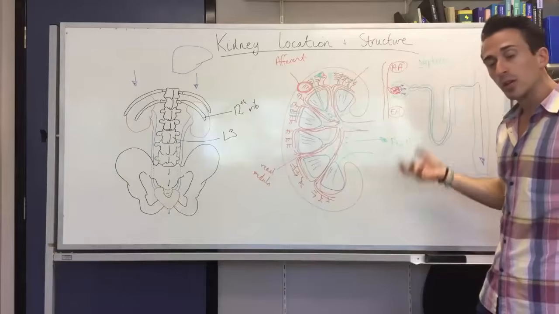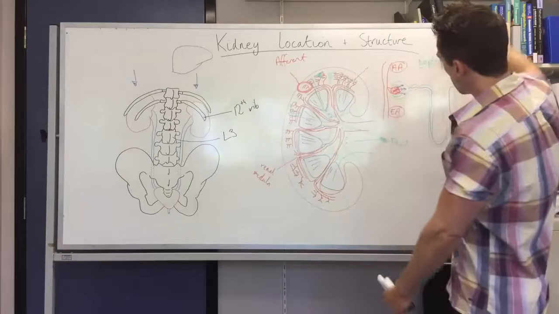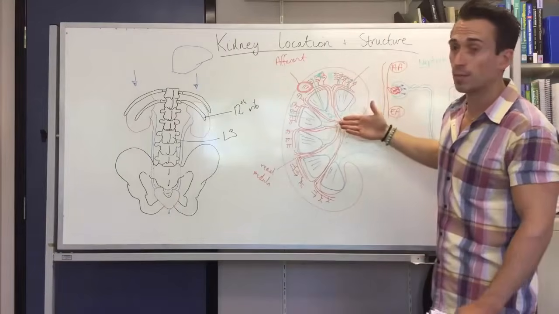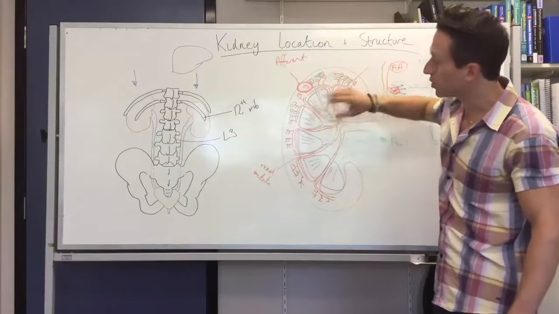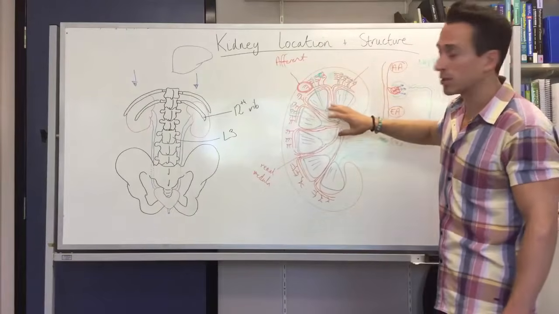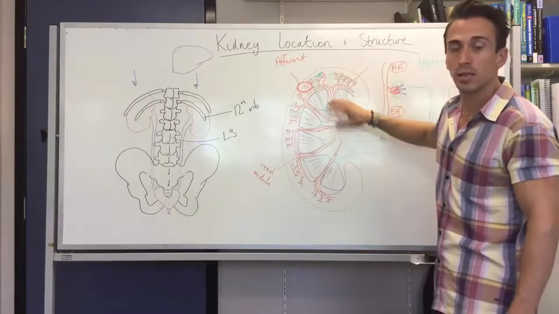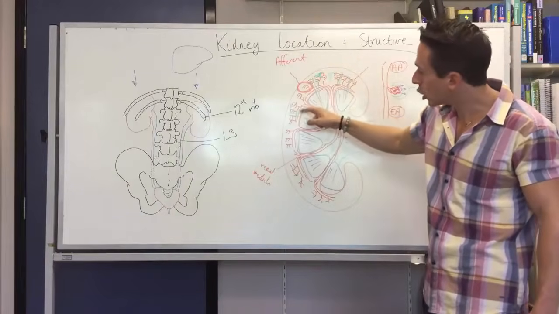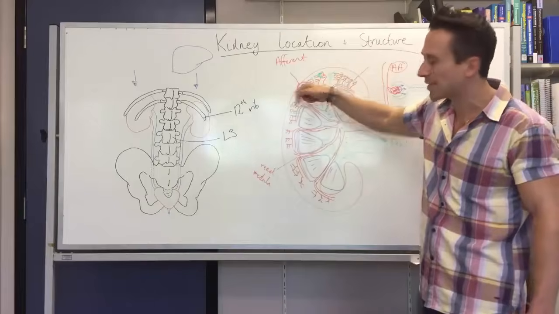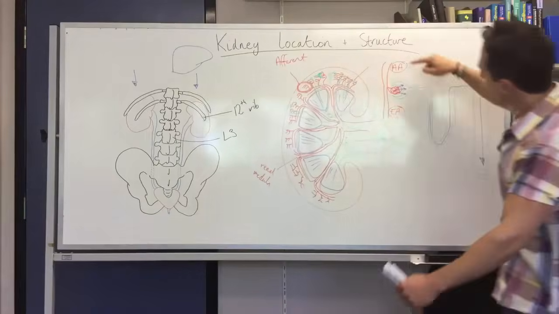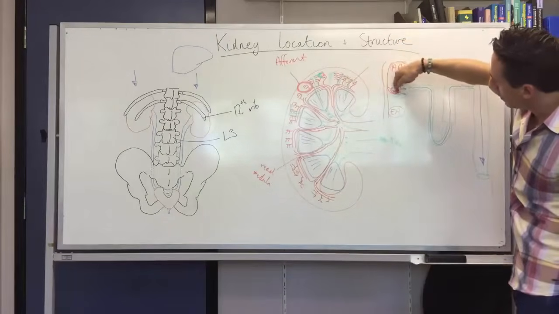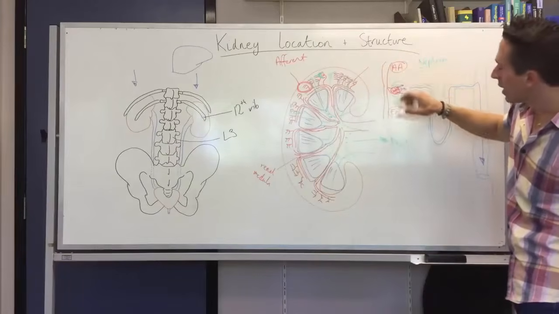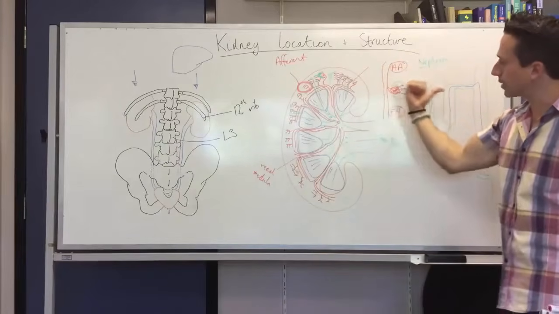ureter. The way it gets filtered is that blood comes in through the renal artery, and this artery branches and branches and branches. Branches into these segmental arteries, into interlobar arteries, into arcuate arteries, into interlobular arteries, and then into afferent arterioles. And it's the afferent arterioles that enter into the nephron as capillaries, and this is where the blood gets filtered.